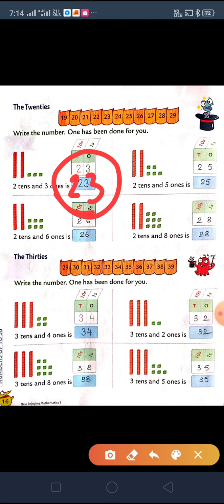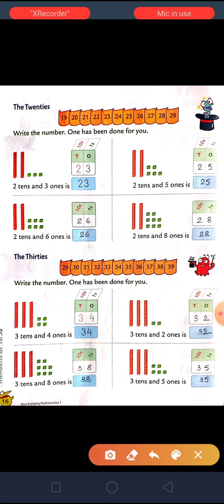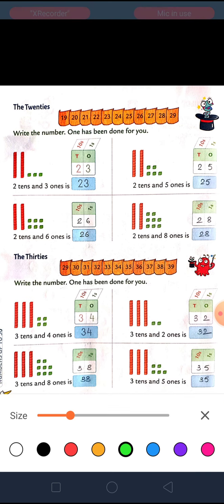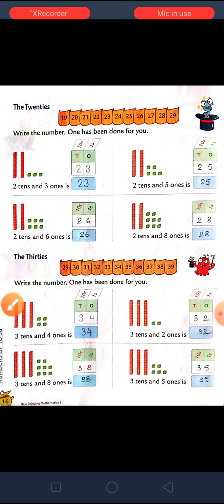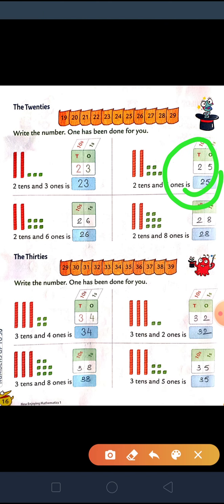As you can see, in the first example they have already given how to write, but if you understand and write, it will be better for you. Now in the next you can see again 2 blocks are given of 10, 10. So again it is 2 tens and 5 ones. So 2 tens and 5 ones means 25.